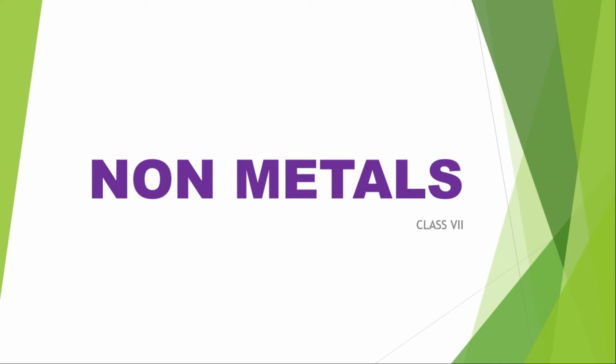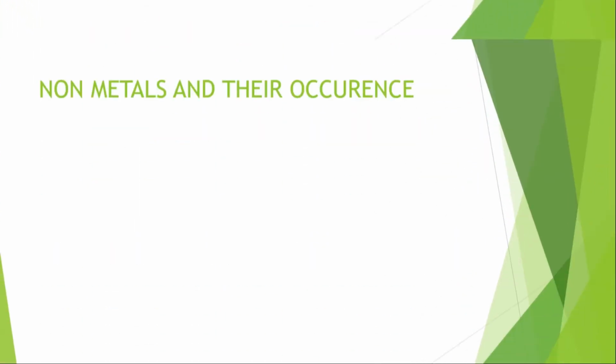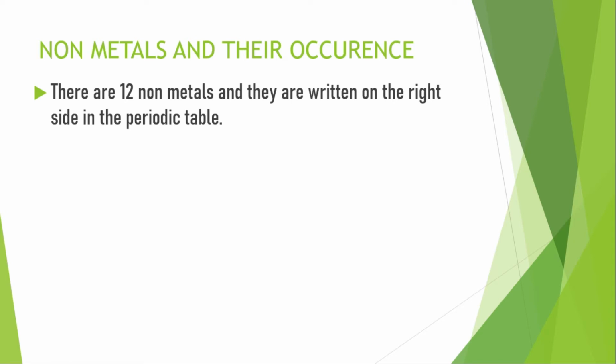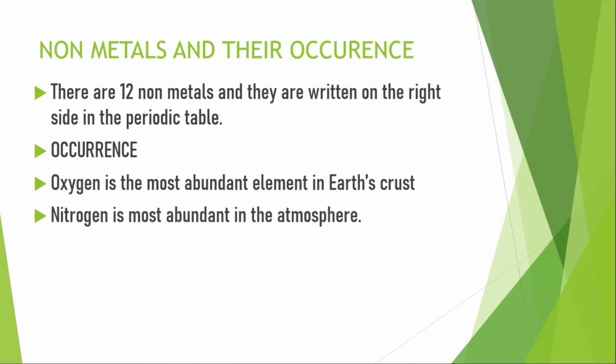Today we are doing the part of the chapter metals and non-metals. Today we will be focusing on the non-metals. So let us begin. Now you know that there are 118 elements in total in the periodic table, and there are around 12 non-metals which are generally written on the right hand side of the periodic table. You know these non-metals like oxygen, hydrogen, nitrogen. So where do they generally occur?